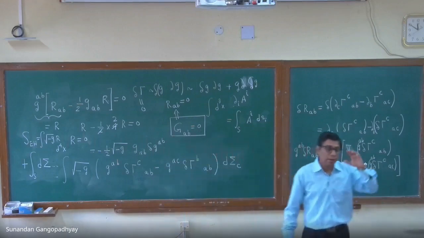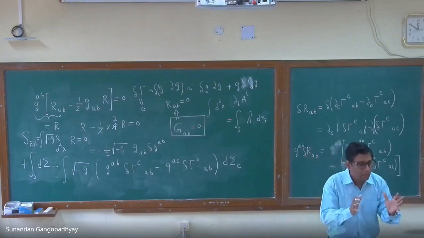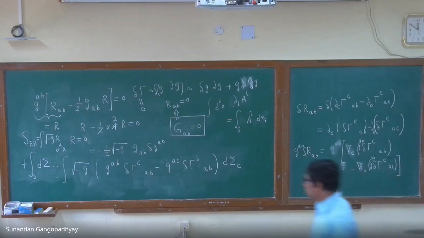The Einstein-Hilbert action is not sufficient, so the Einstein-Hilbert action is the bulk term. Bulk, why bulk? I have said before, it's the bulk term. There is a boundary term too. You have to add a boundary term.